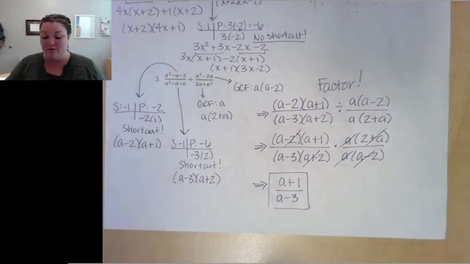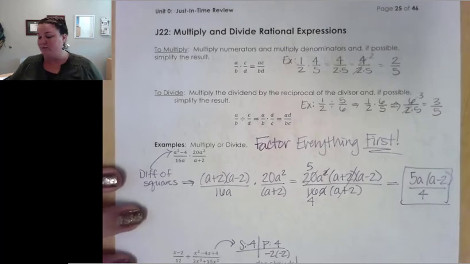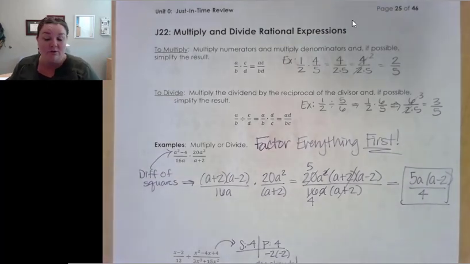All right. So that is the end of section J22, which is multiplying and dividing rational expressions. So you should now be able to complete that homework assignment. If you need any help or have questions, please let me know.